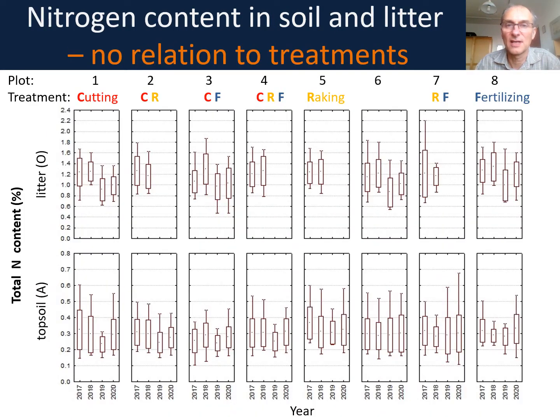The effect of nitrogen addition was controlled by annual soil and litter sampling. However, analysis of total nitrogen content did not show any significant trend in both layers, and annual fluctuations did not follow patterns of treatments. As you can see, fertilized plots show a similar pattern in nitrogen content in the litter as plots where no nitrogen was added, and it is similar also in topsoil, like here.